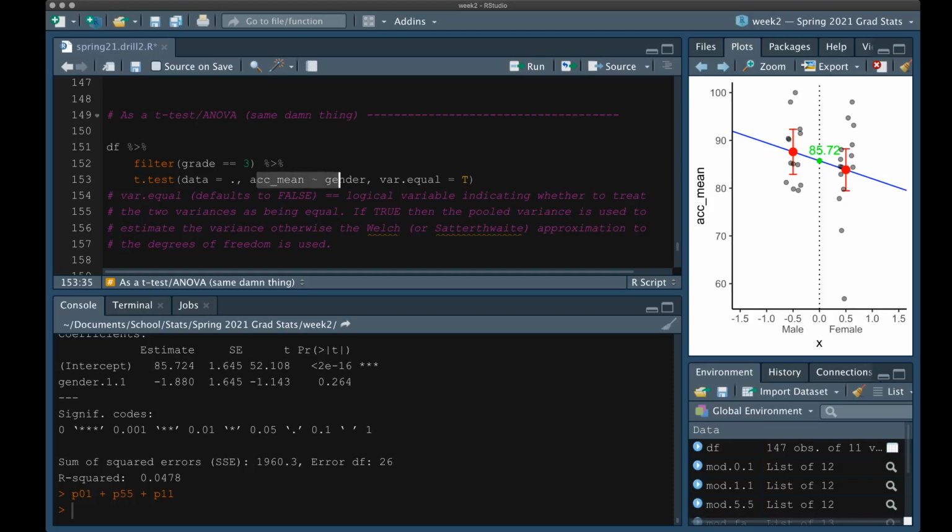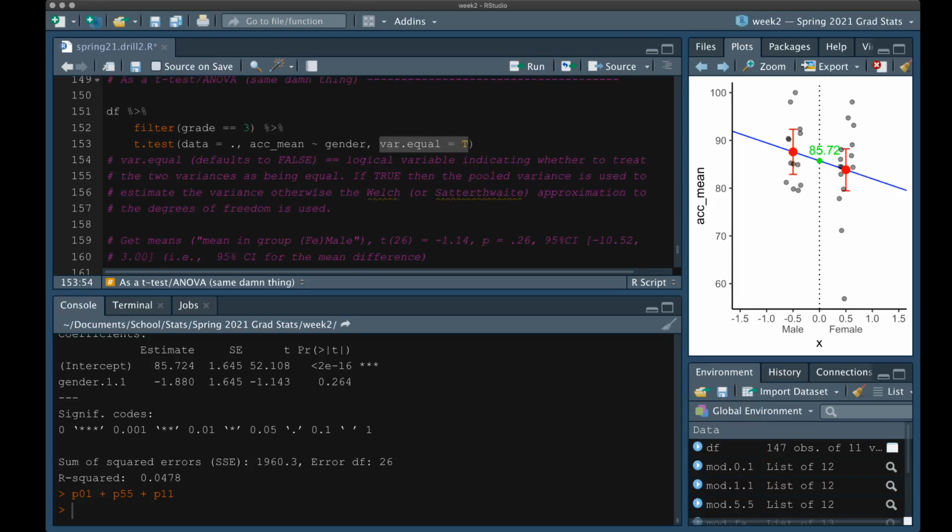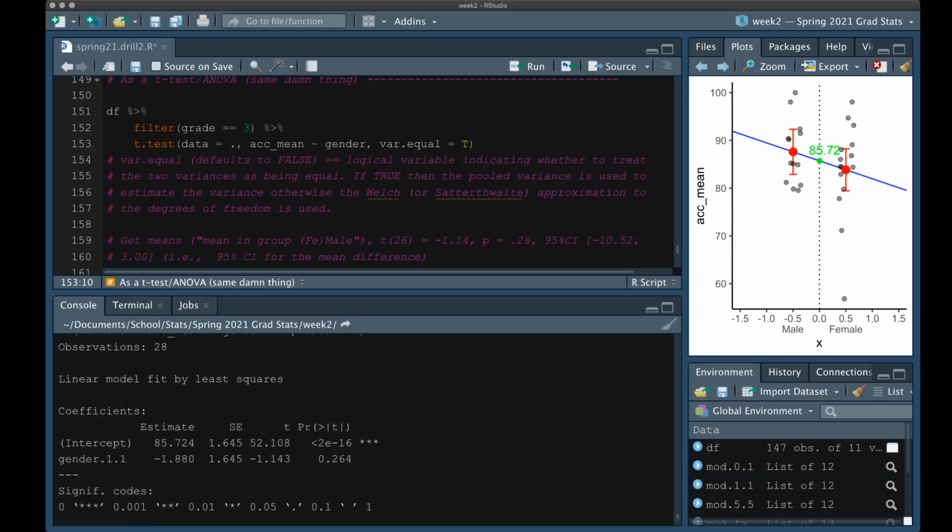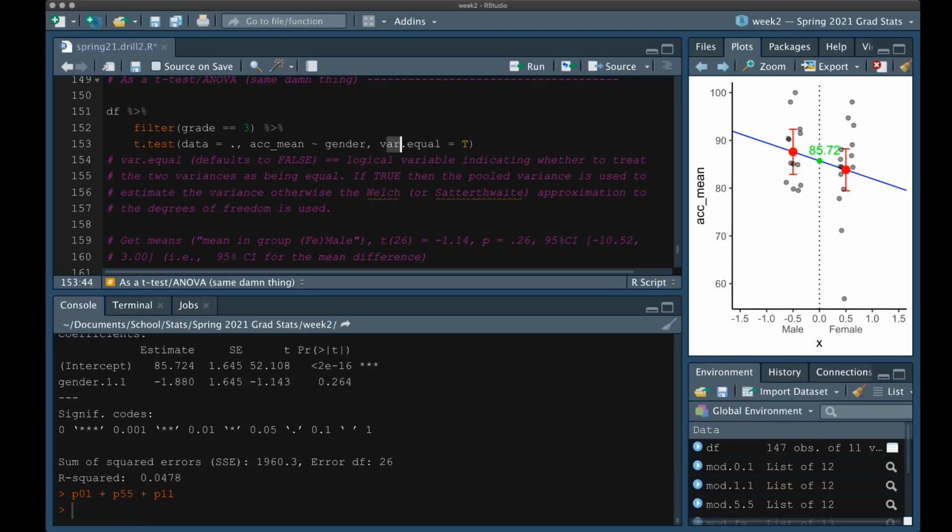And then the t-test function will be told that ACC mean is regressed on gender. And then we're going to put in this argument var equals true, because it defaults to false. This is just asking whether or not to treat it as equal variance, and where it's true, which is what we want here, it uses pooled variance to estimate that variance. Otherwise, it uses some approximation. So if you ever run these things and you see degrees of freedom that's some weird decimal place, then that's because you have var equals false.